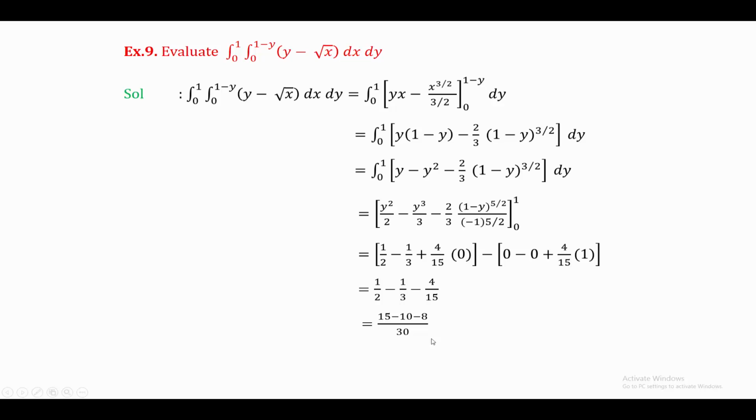Now throughout, the LCM is 30. The LCM of all these three terms is 30. So multiply here by 15, multiply here by 10 for minus 10, multiply here by 2 for minus 8. 15 minus 10 is plus 5, minus 8 is minus 3 by 30, which is equal to minus 1 upon 10. That is the answer.